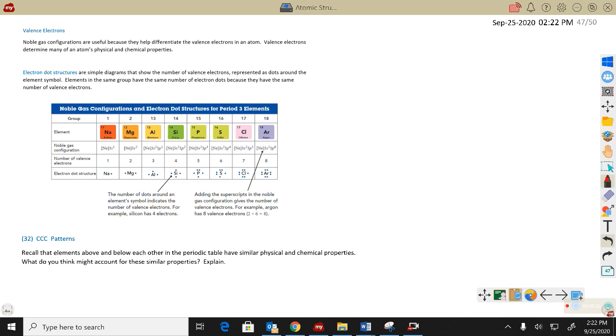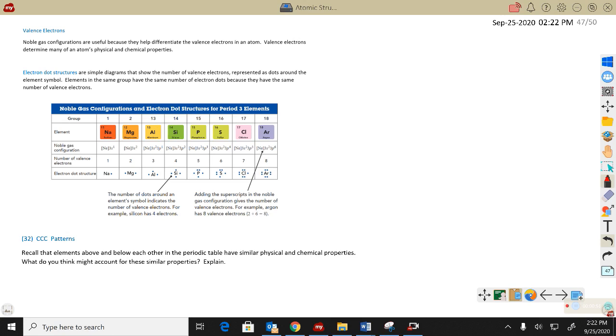They're the electrons that determine the physical and chemical properties. And we said they're the electrons that are involved in bonding and chemical reactions. Really, it's the electrons that are most important when it comes to reactions, but of all the electrons, we're really concerned with the ones on the outside of the atom.